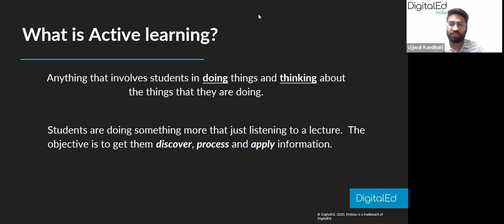Now, again, just comparing it with a lecture. Ideally, active learning would mean students are doing more than just listening to a lecture. The goal is to get them to discover what they're studying, process it properly so they actually understand it, and then apply the same information they're learning to see if their understanding matches the learning objective of the lecture that you completed. So that is what active learning is all about.